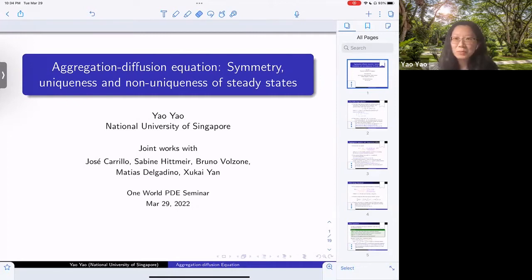So today I will discuss the aggregation-diffusion equation, and especially I will focus on the properties of the steady state and try to answer questions like whether they are radially symmetric and what we can say about uniqueness versus non-uniqueness. This talk is based on two different joint works, one with Jose Carrillo, Sabine Hittmeir, and Bruno Volzone, and the other one with Matias Delgadino and Xu Kaiyan.